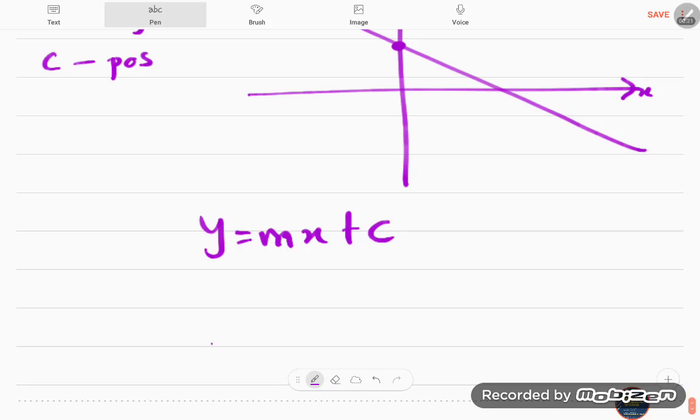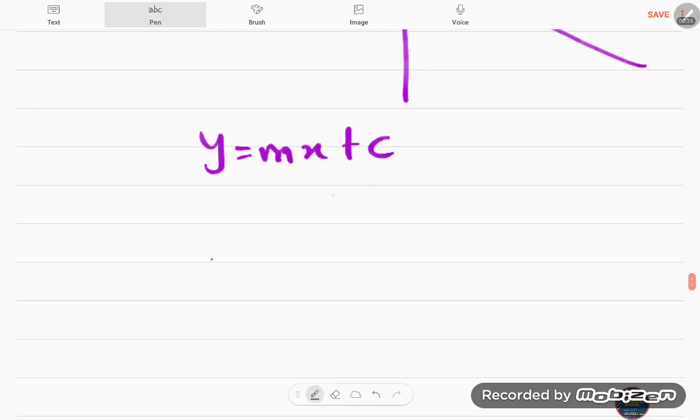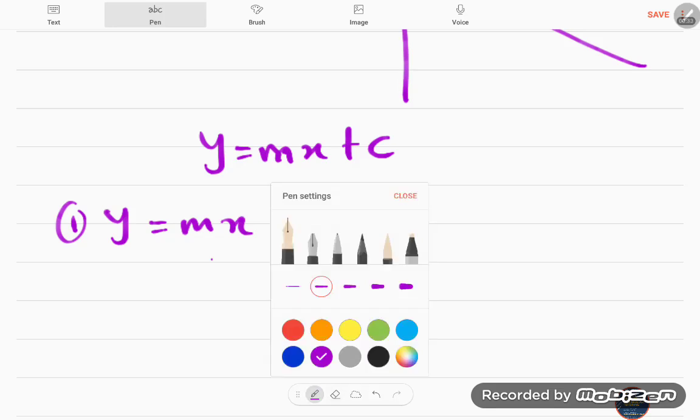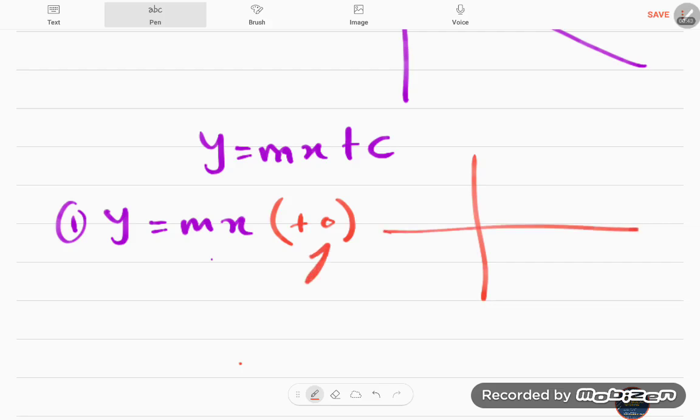But we need to agree on something: if our c is 0, then our graph will be y equals mx plus 0. So it's got a silent 0, which we're going to show there. If this is the case, then our graph has to pass through the 0, because that's what c is. It is where the graph cuts the y-axis.